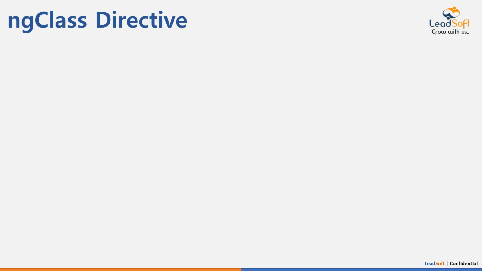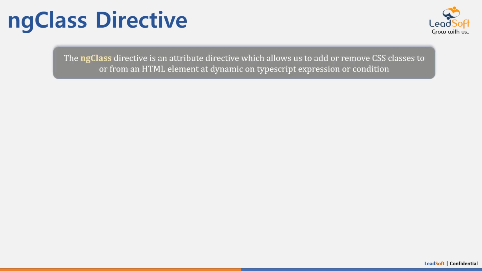In the last video tutorial, we understood how we can use the attribute directive called ngStyle to change the inline style for any HTML component on a certain condition in TypeScript. Similar to this, we have another inbuilt attribute directive from Angular, that is ngClass. What does ngClass exactly do?